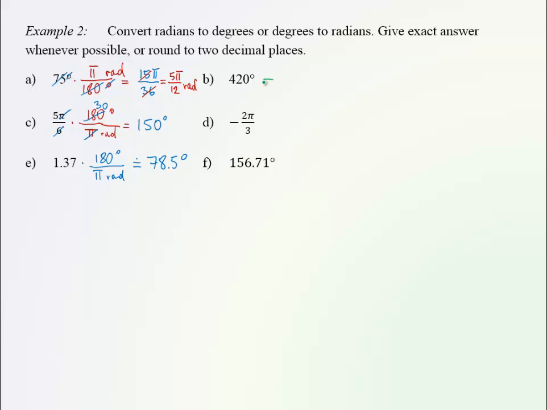420 degrees turn out to be 7 pi over 3. Negative 2 pi over 3 radians is the same as negative 120 degrees. And finally, 156.71 degrees, it's approximately 2.74 radians.